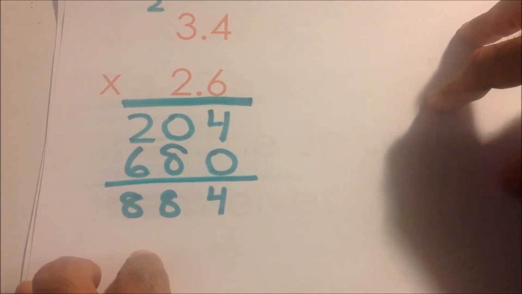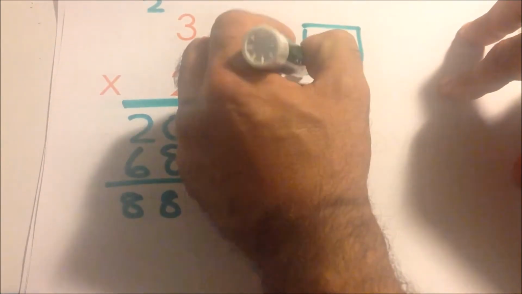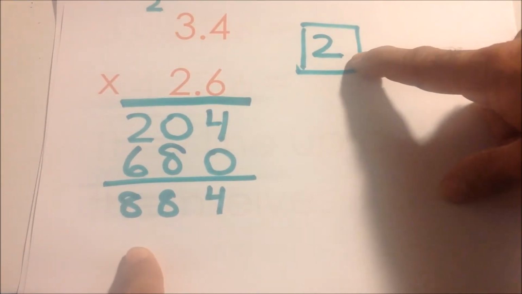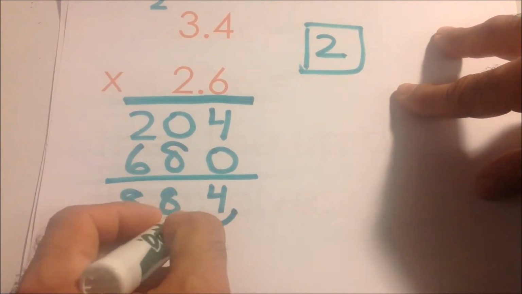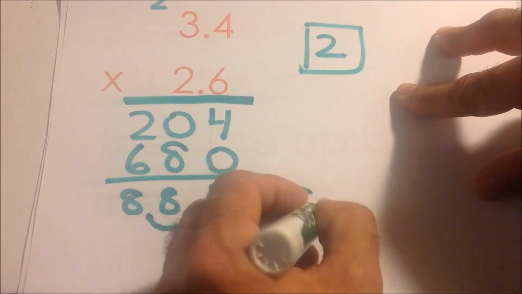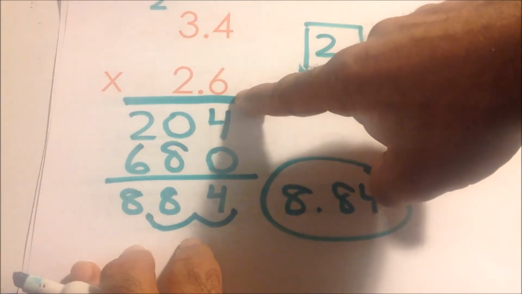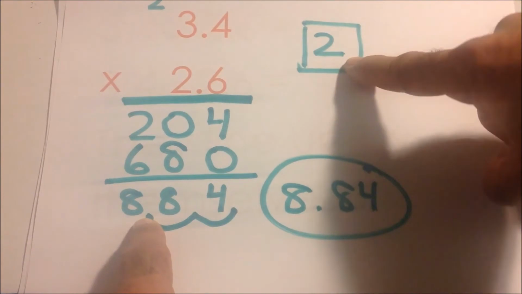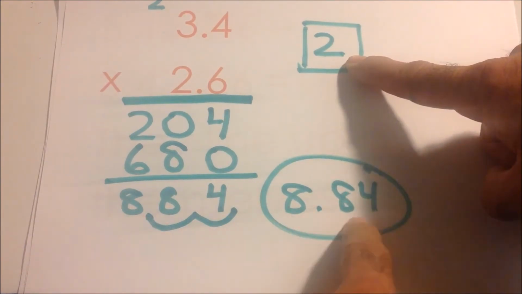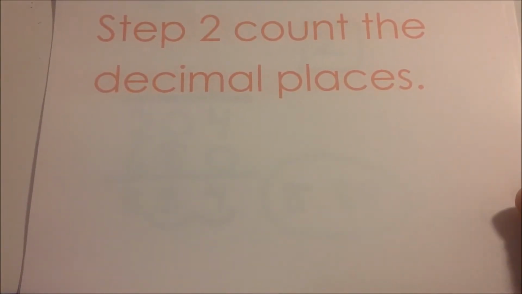Now what we want to do is look at how many decimal places we have. We have 1 decimal place here, and 1 decimal place there. So we have 2 decimal places. Keep that in mind. We want to move from the last number twice: 1, 2. And our answer will be 8.84. You count the decimal places, and then go to the last number and move the amount that it tells you to move. So it's very important to count the decimal places.